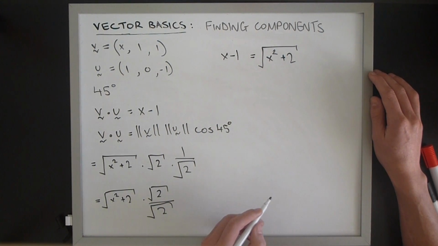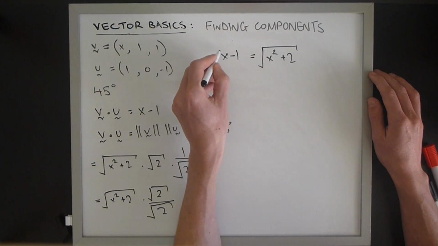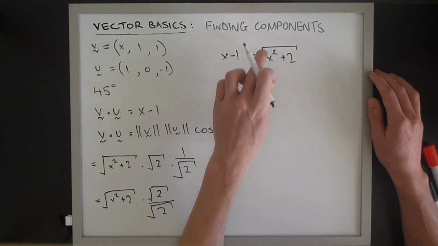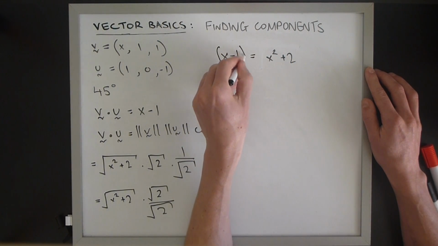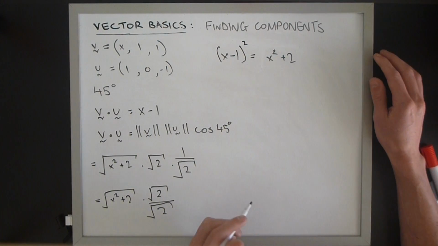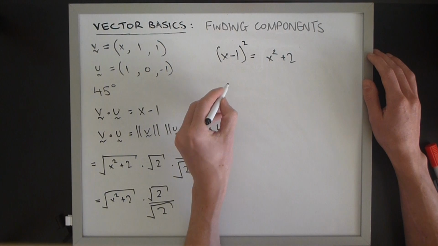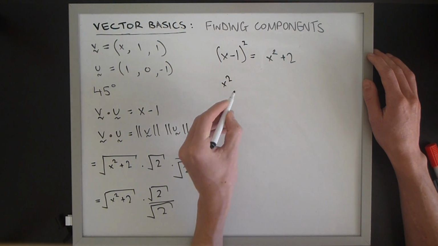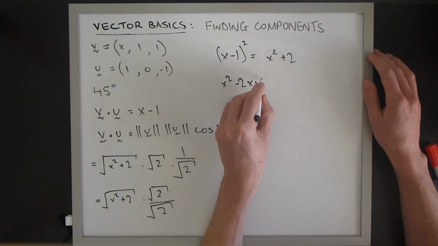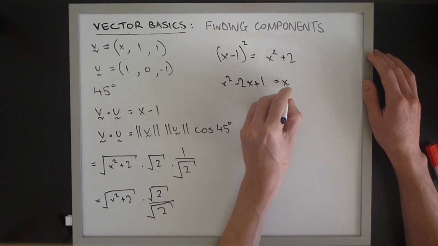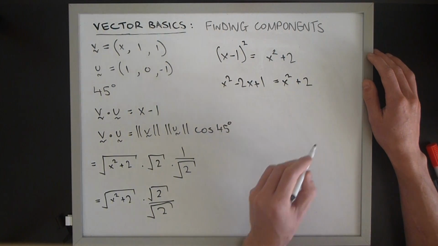What we can do here is we can square both sides, which would give us, remove the square root on this side, and we would have x minus 1 all squared, which if we multiply that out would be x squared minus 2x plus 1 equals x squared plus 2.